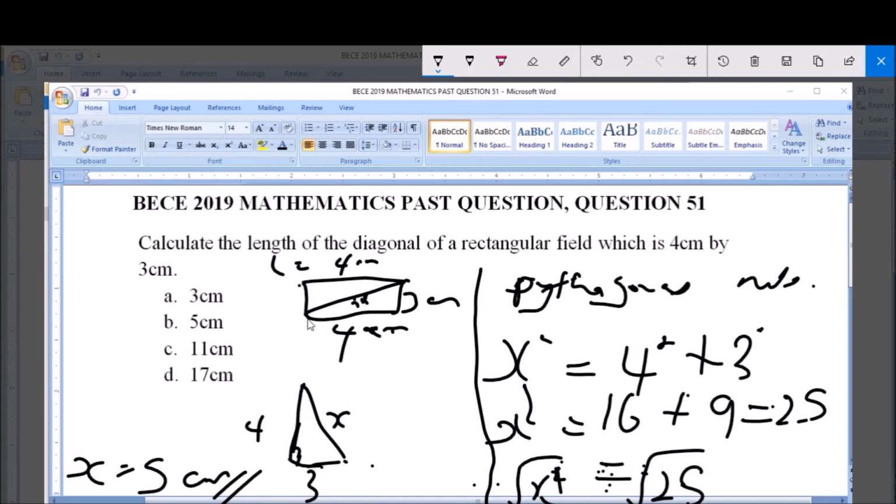Remember, I told you that this diagonal split this rectangle into two right-angled triangles. Now we pick one of them, where here represents the length, which is 4 cm, and here represents the breadth, which is 3 cm. Using the Pythagoras rule, hypotenuse square is equal to adjacent square plus opposite square. This is our hypotenuse, the longest side, which is our x, the diagonal. So applying that rule, we found x to be 5 cm. From this, A says 3, which is wrong, C says 11, which is wrong, D says 17, which is wrong, and B says 5, which corresponds to our answer, which is correct. So 5 cm is the length of the diagonal of a rectangular field which is 4 cm by 3 cm.